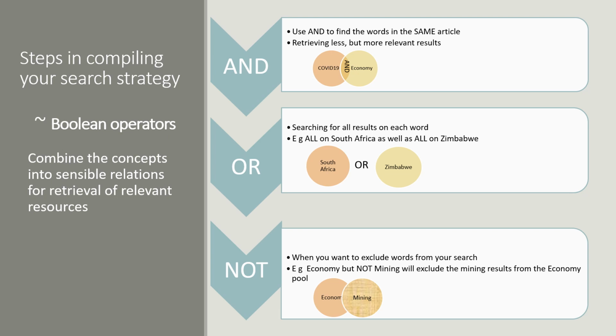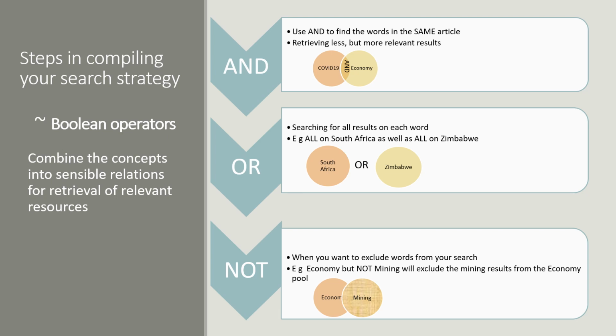By using AND between terms, you want to find all the terms together in the same article. You will retrieve less but more focused results. The article must therefore cover COVID-19 as well as economic factors.